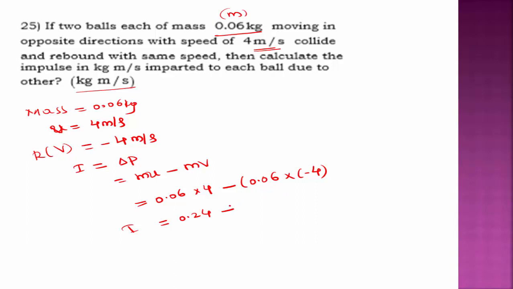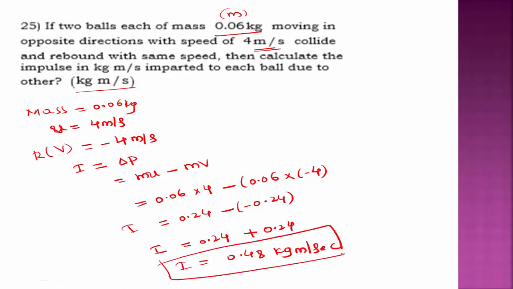that is minus of 0.24, minus of 0.24. The impulse I is equal to 0.24 plus 0.24, which is 0.48 kg meter per second. I is equal to 0.48 kg meter per second.